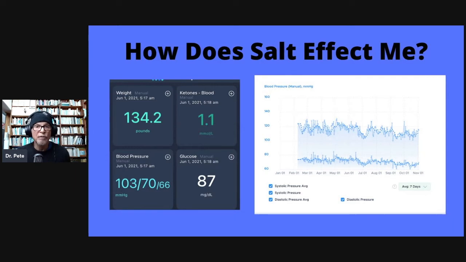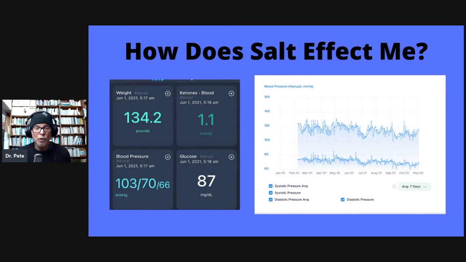And I take my weight, my blood pressure, my ketones, and my blood glucose every single day. And I record them. You can do it in an app. There's plenty of good ones out there. I use Heads Up Health, or you could put it in a paper logbook if you prefer to do it that way. The reason I like an app is because usually there is a way for you to graph the data, and that's what you see on the right.